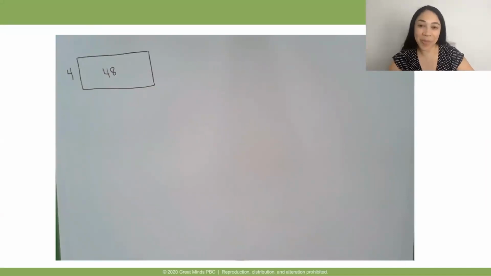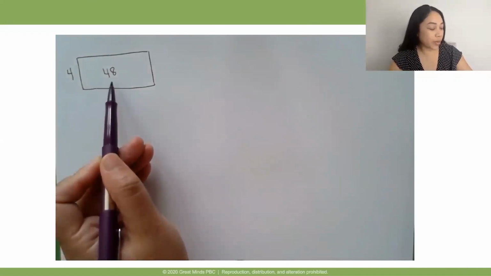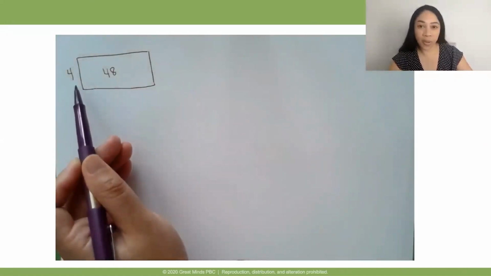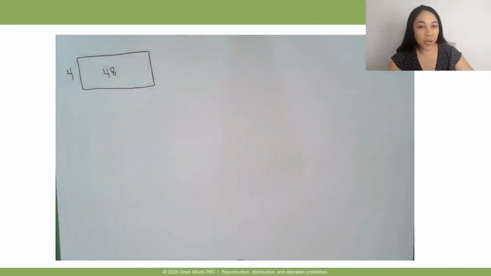You'll see on my paper I've drawn a rectangle with an area of 48 square units and a width of 4. Go ahead and on your paper now, draw the same rectangle.